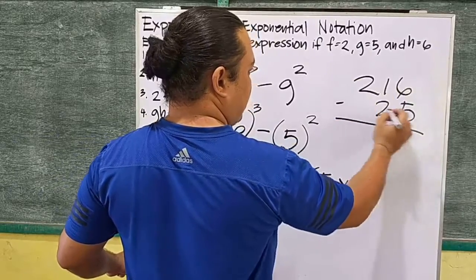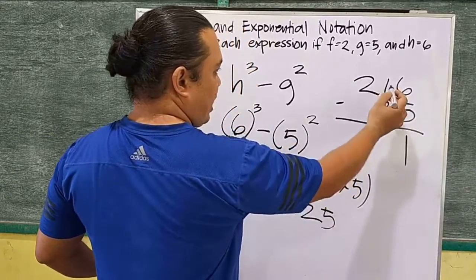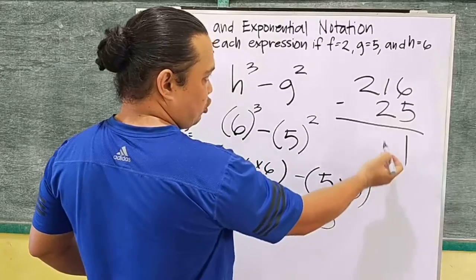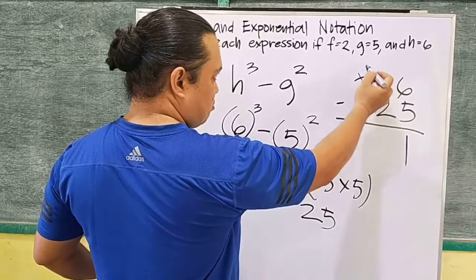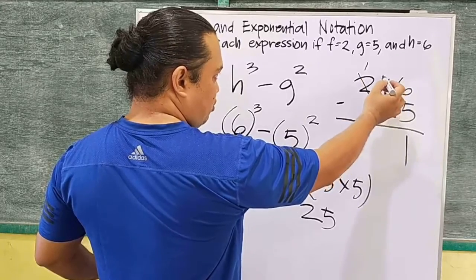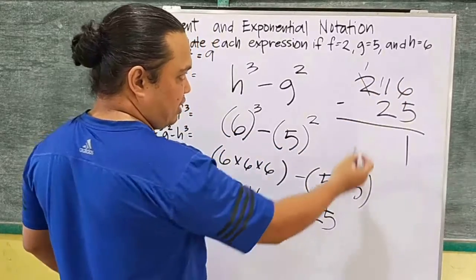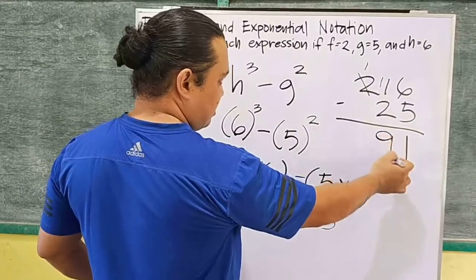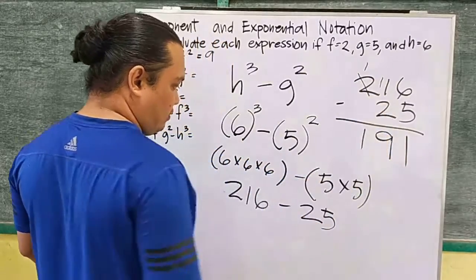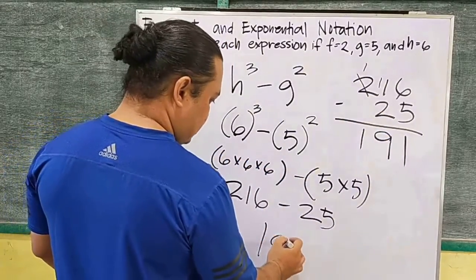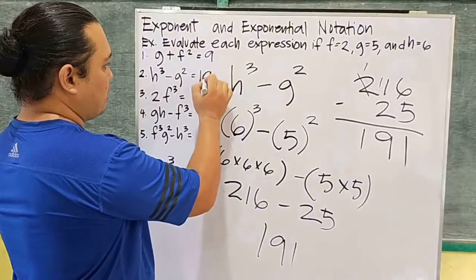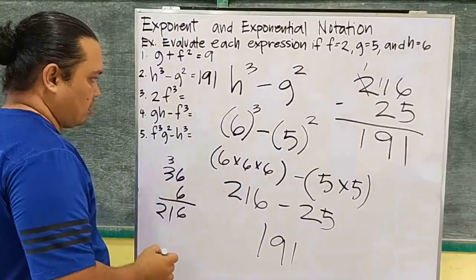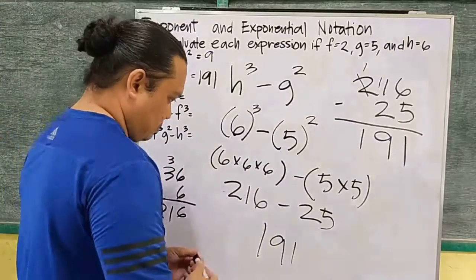Now 6 minus 5 is 1. Now 1 minus 2 cannot be, so we will borrow 1 from the 2, and 2 will become 1. The 1 here will become 11. Now 11 minus 2 is 9. Bring down 1. So we have 191 for our answer. So 191.